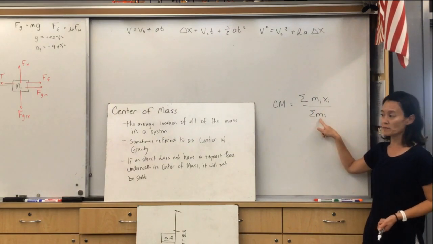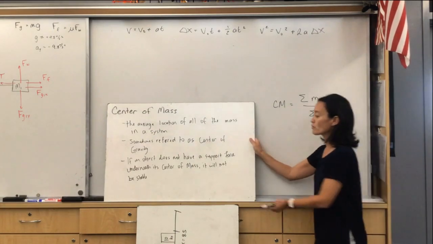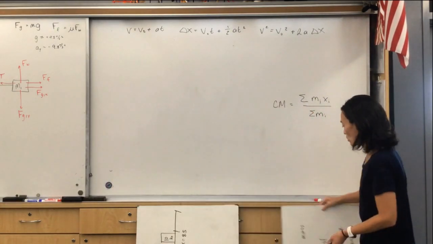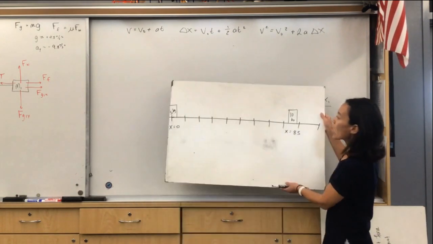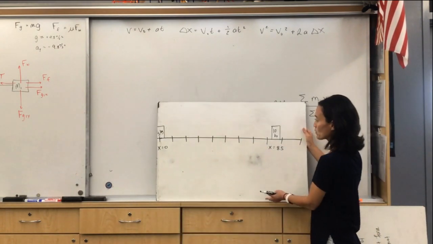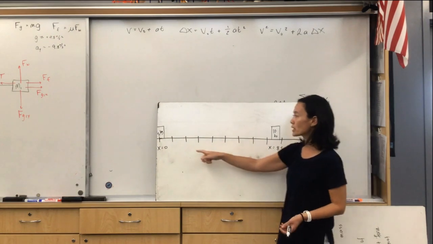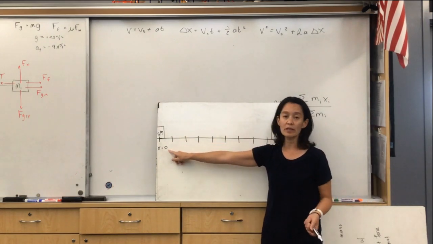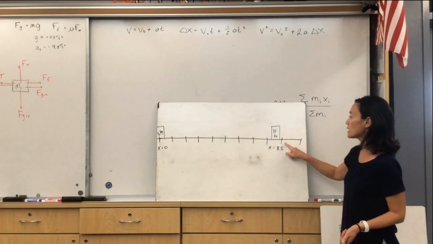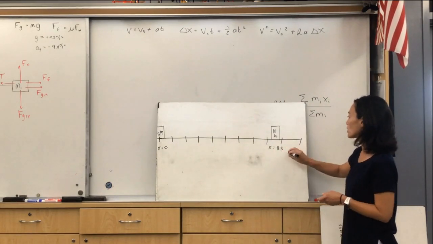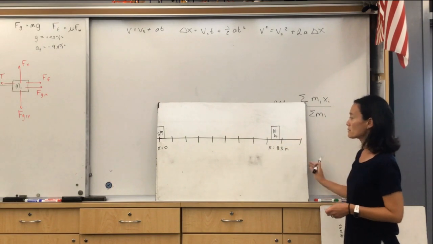So let's just look at a pretty straightforward example that is in your workbook. You have a picture of it. Essentially, in this example, you have one object that is 5 kilograms, and it's defined to be at the 0 mark. And then a second object is at the 8.5 meter mark here, and it has a mass of 10 kilograms.